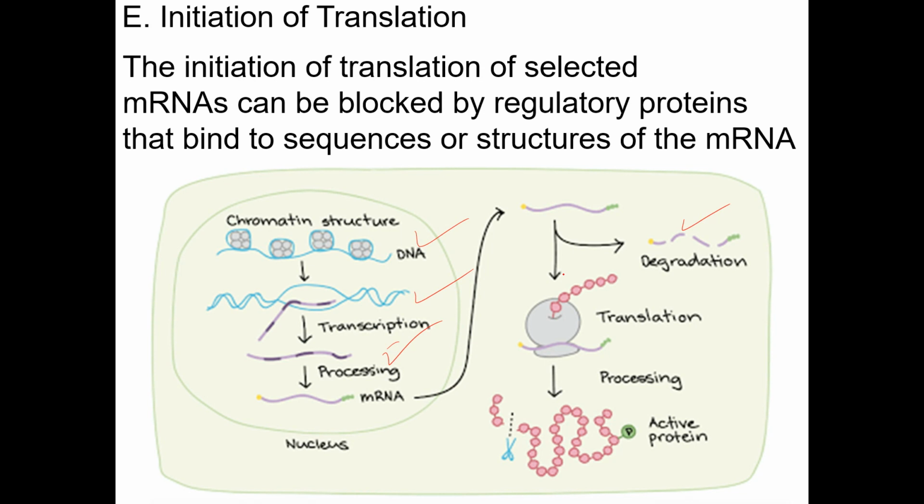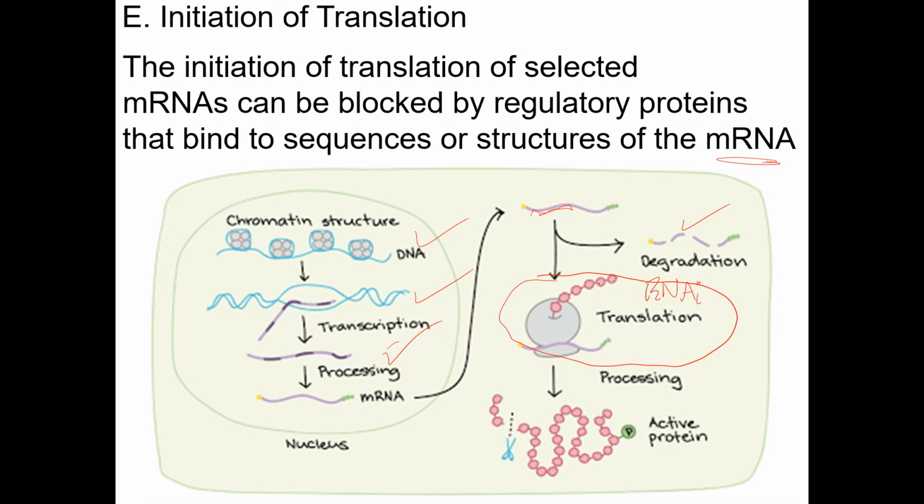Initiation of translation. So the next idea is that the initiation of translation of selected mRNAs can be blocked by regulatory proteins that bind to sequences or structures of the mRNA. I'm going to do a different video on this later, but the idea is there's this thing called RNA interference. RNA interference uses small interfering RNAs that can bind to the messenger RNA here and block it from getting translated. So it blocks the ribosome from attaching to it and doing the translation. I'm going to talk about that in a different video.